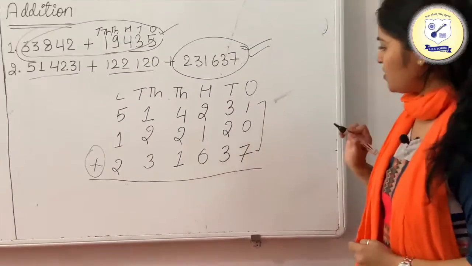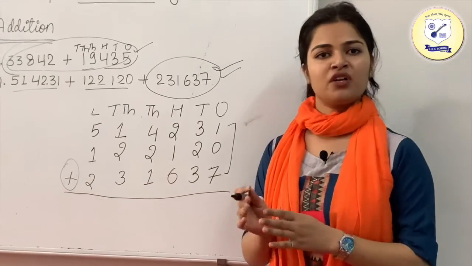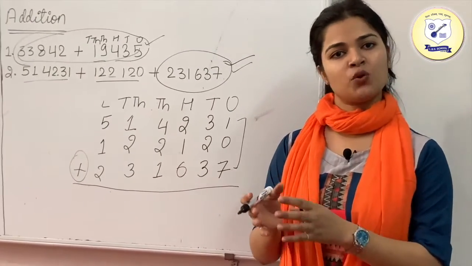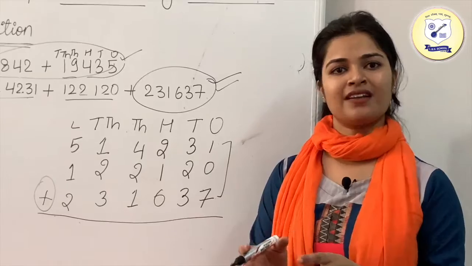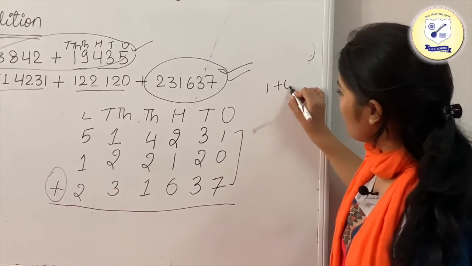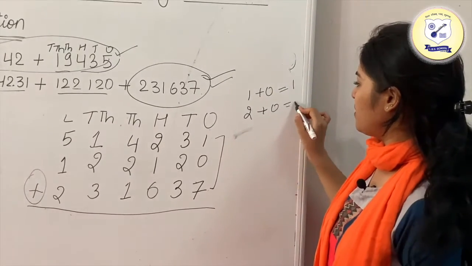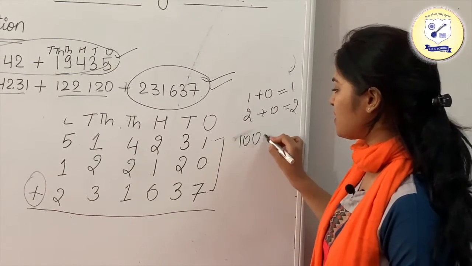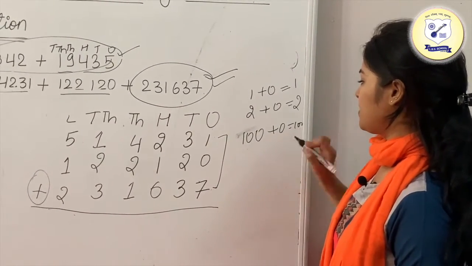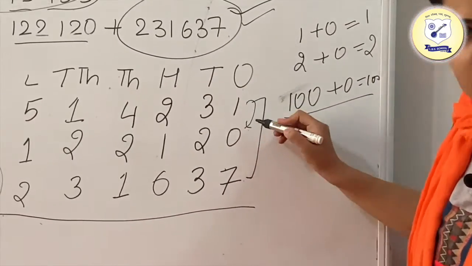We are having 3 digits over here. 1 plus 0 plus 7. As we know that the property of 0 is, if you are adding 0 in any number, then you will get the same number with you. Like if I am adding 1 plus 0, your answer would be 1. 2 plus 0, your answer would be 2. If you are adding 100 plus 0, your answer would be 100. Similarly, now I am adding 1 and 0. 1 plus 0 is 1.